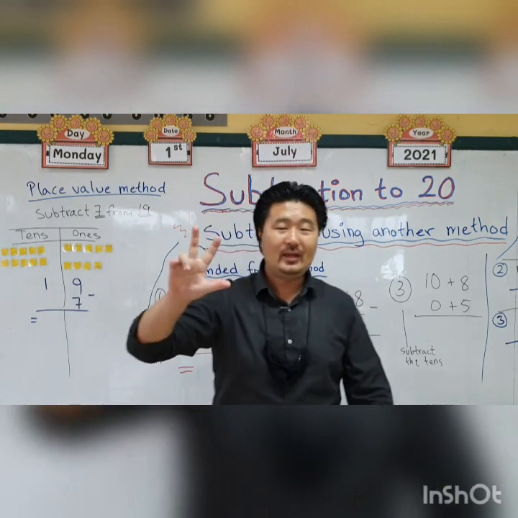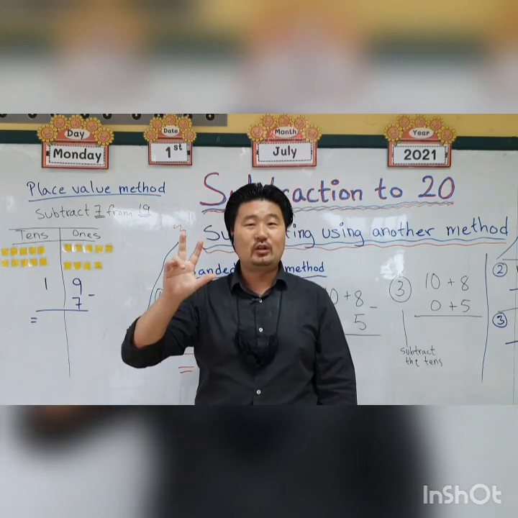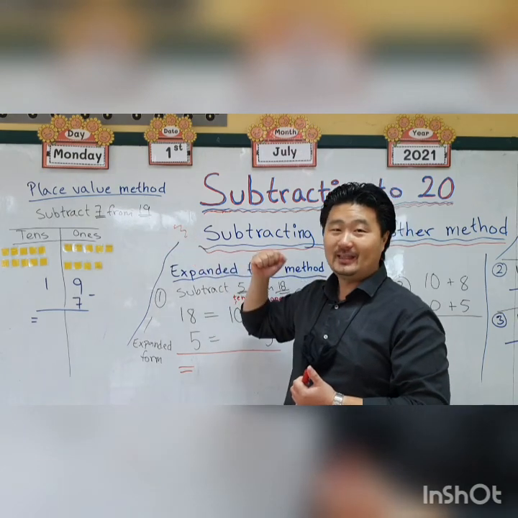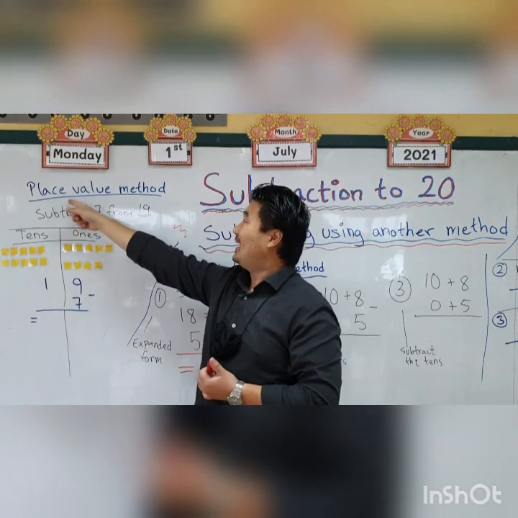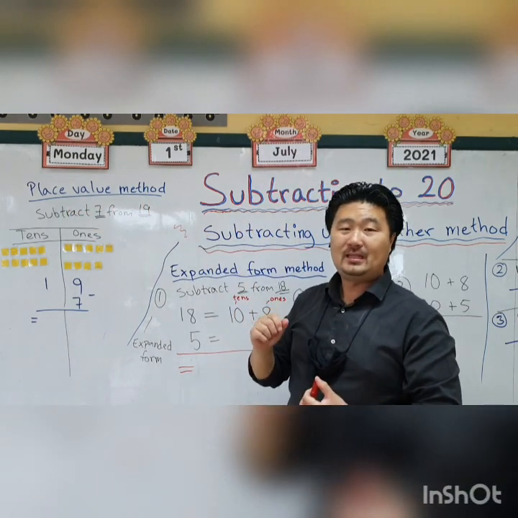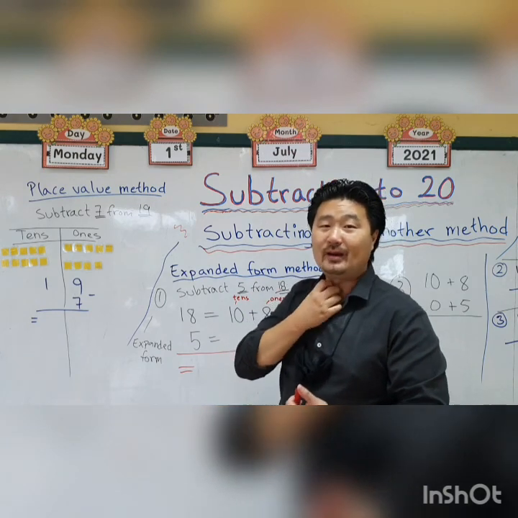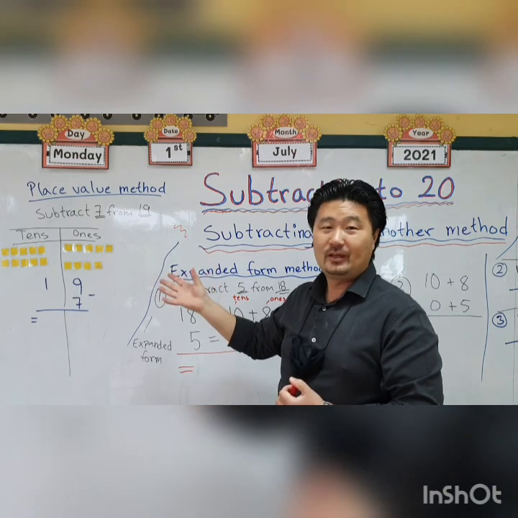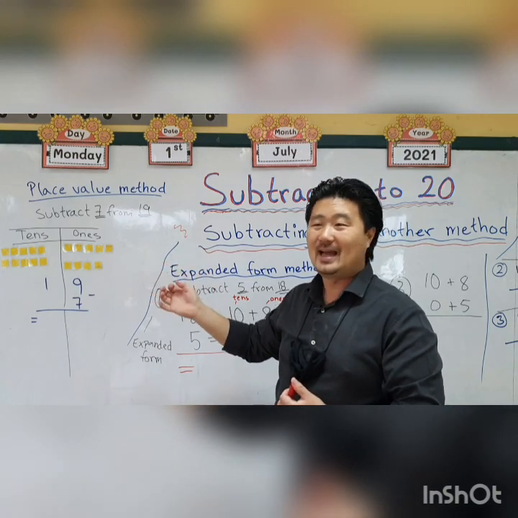So we have 3 more methods that we're going to use. I'm going to teach you about them. If you look to my right here, we start with the place value method. The place value, and you remember right, the value of the number is dependent on what place it has.